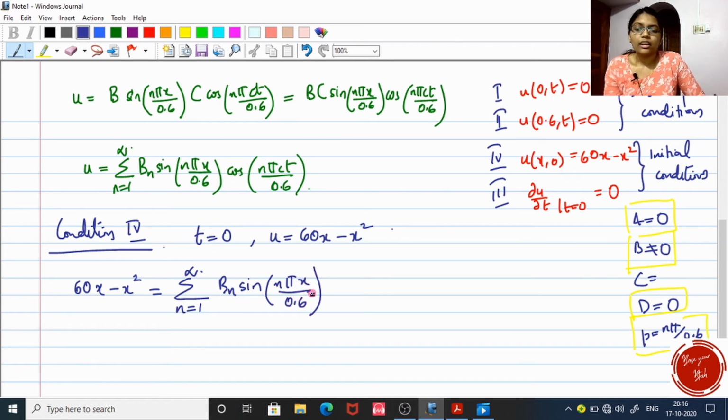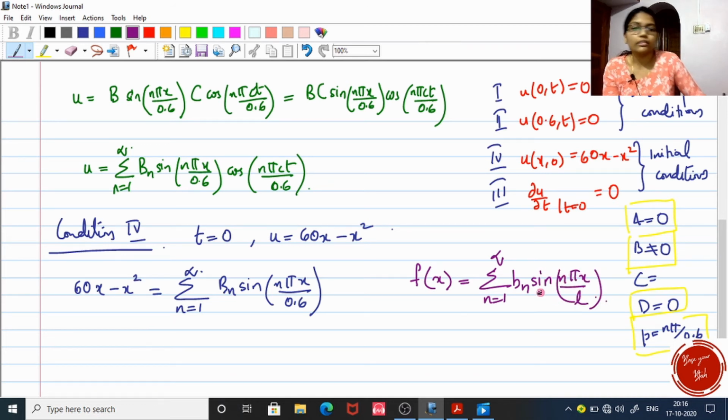Okay. Now aren't you familiar with this equation? Yes, this is a Fourier series representation, isn't it? Fourier series says that f of x is equal to, actually it is the Fourier half range sine series. F of x equal to sigma n equal to 1 to infinity bn sine n pi x by L. Okay, this is the half range Fourier sine series. And by comparison, it is very clear that f of x equal to 60x minus x square, and sine n pi x is ready, and L is 0.6, and your capital Bn is small letter bn.